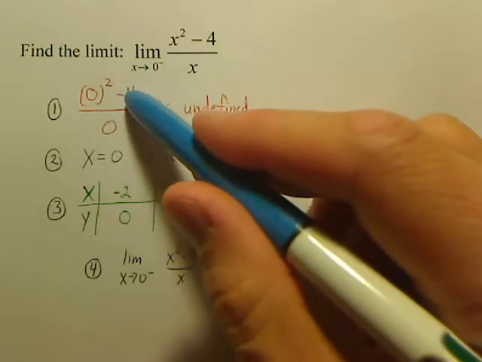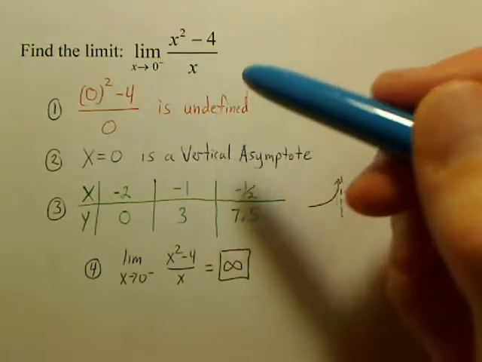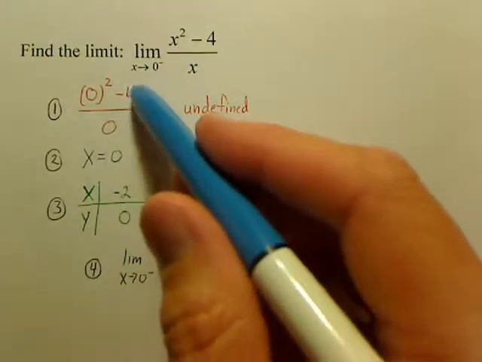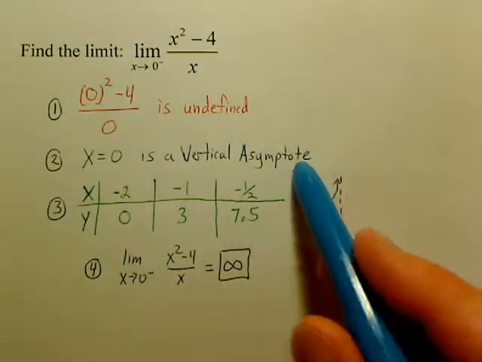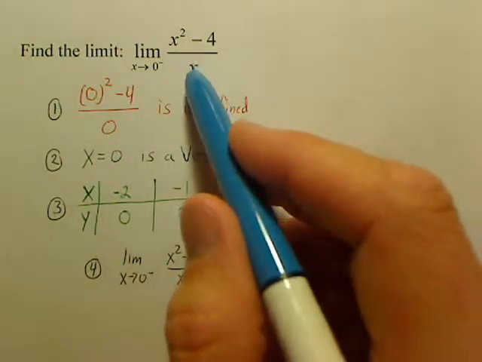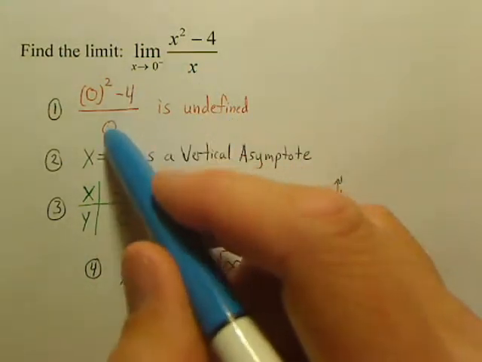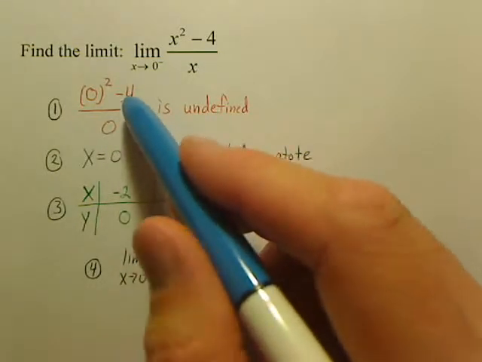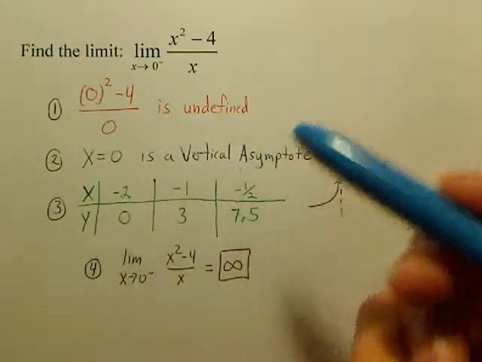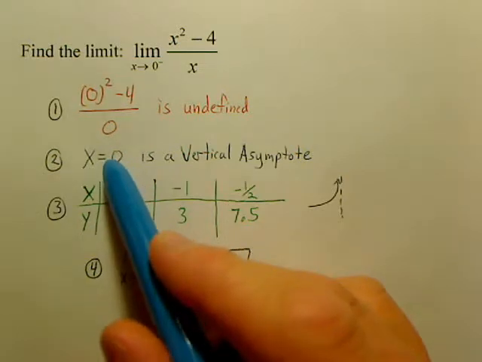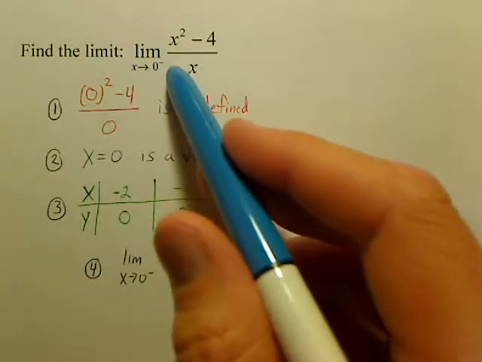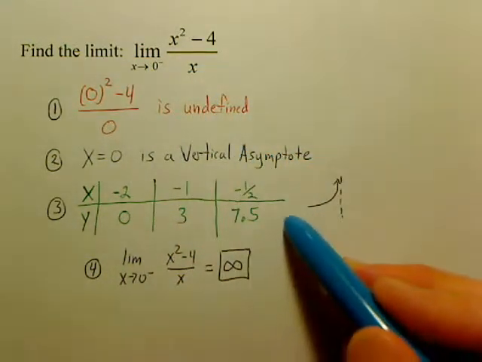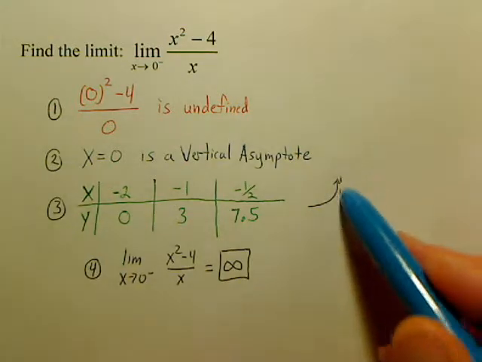I get negative 4 over 0. Okay, now since it's negative 4 over 0, a constant over 0, I know there's a vertical asymptote at 0. If it was 0 over 0, there'd be something else going on. But since you get a number over 0, it's a vertical asymptote. So if it's a vertical asymptote and I want the limit from the left side, that would mean it's probably going to go up or down at that asymptote.